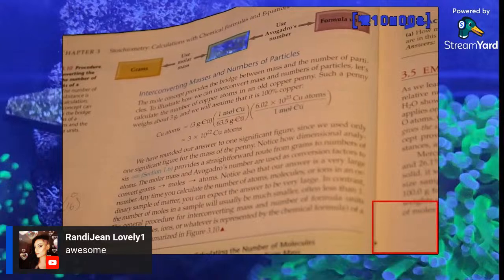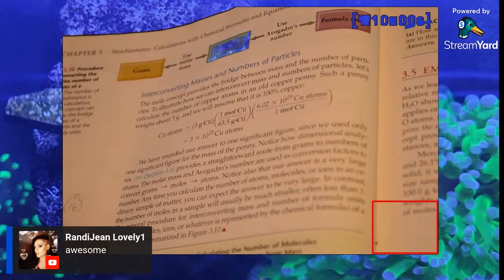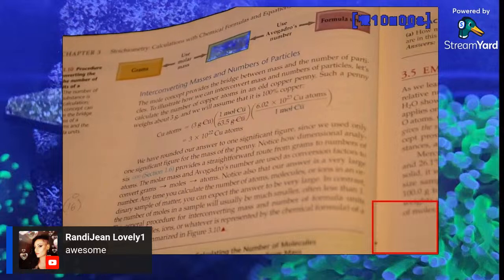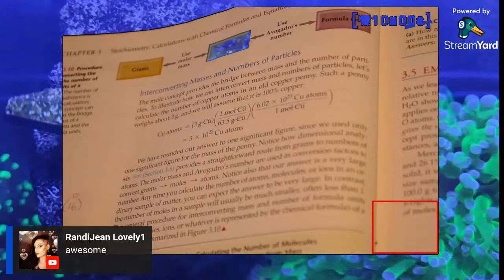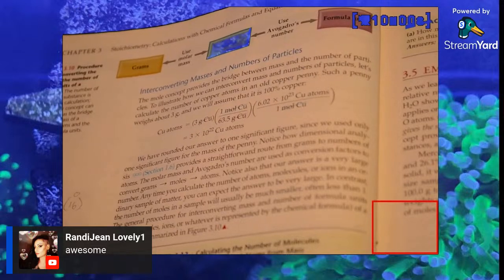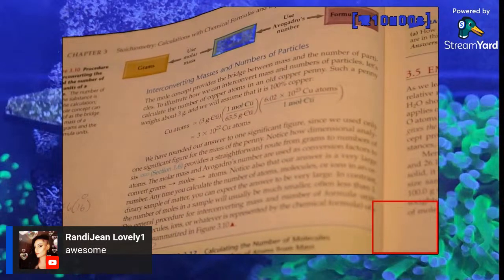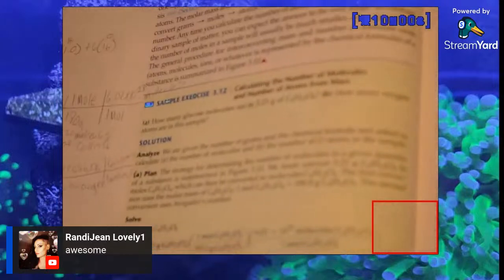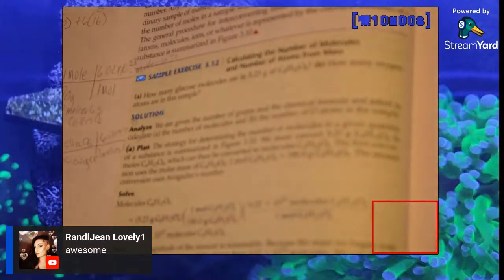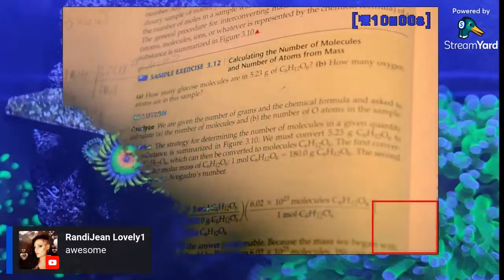The general process for interconverting masses and numbers of formula units, atoms, molecules, or ions, or whatever is represented by the chemical formula of a substance, is summarized in Figure 3.10. Oh man, that was weird. All right, what are they talking about? Let's just do some problems. Basically, the other thing is that it's pretty easy to convert once you know what you're doing.